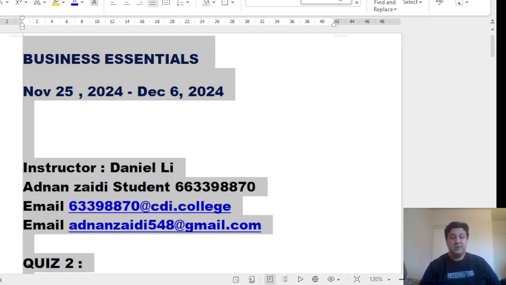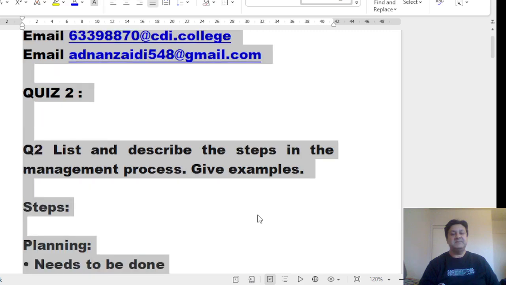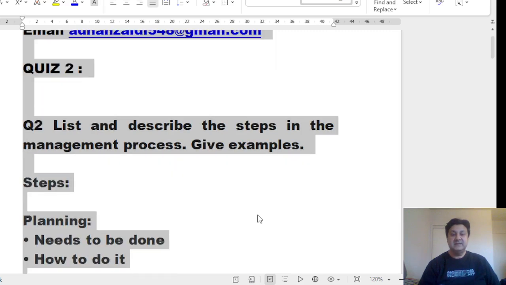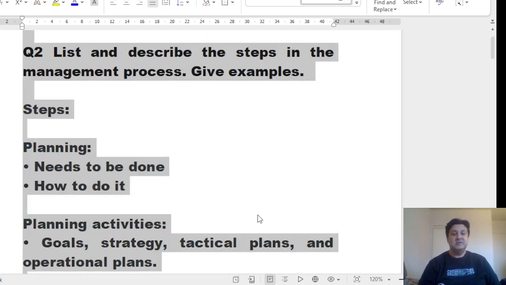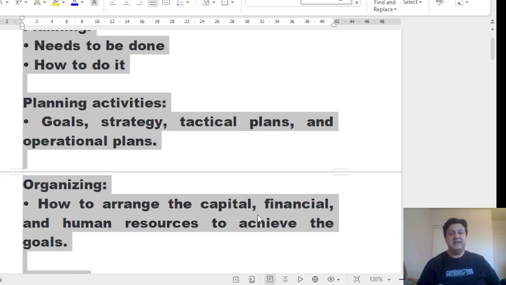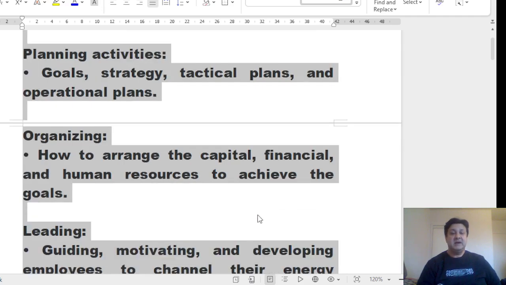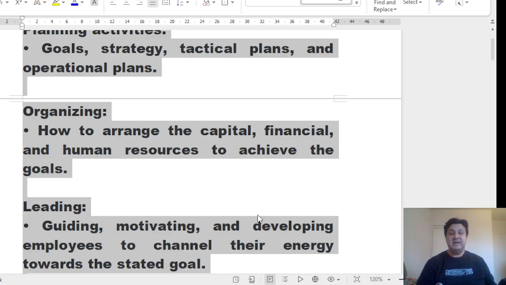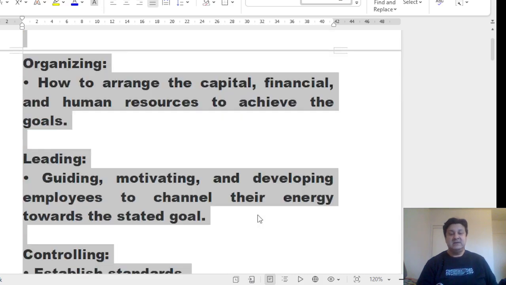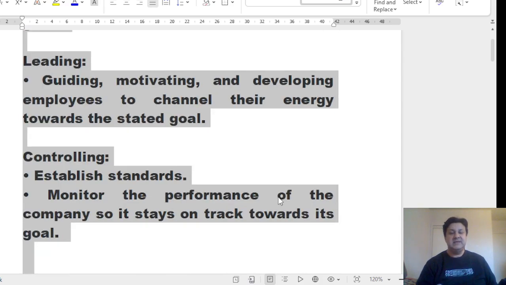Let's now talk about various questions in Business Essentials. First question is: list and describe the steps in the management process. Give examples. So we have to tell about planning: what needs to be done, how to do it, planning activities, goals, strategy, tactical plans, and operational plans, organizing, leading, and controlling. We have to discuss these one by one in detail.